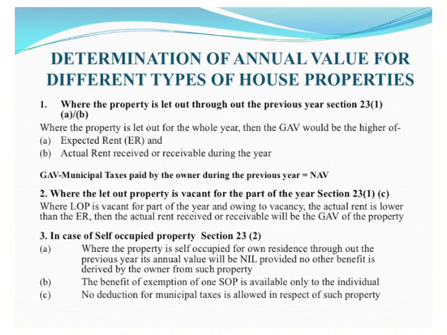Moving on to the third type of house property, to learn how to determine the annual value, which has been explained under section 23 sub-section 2. This is where the property is self-occupied for own use or own residence throughout the previous year.